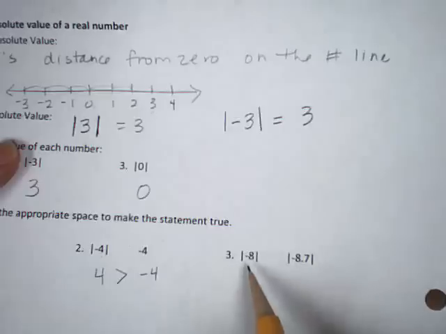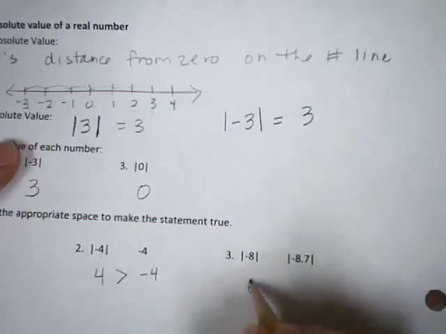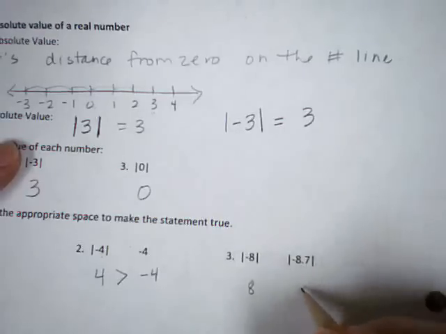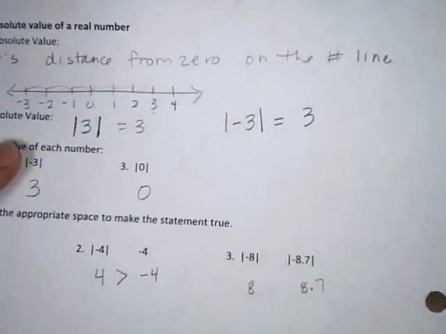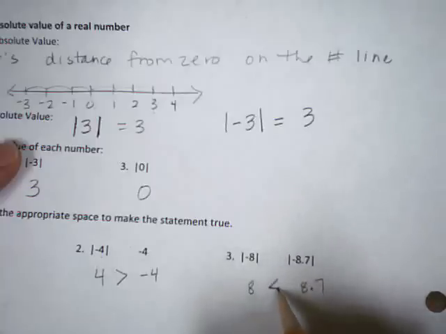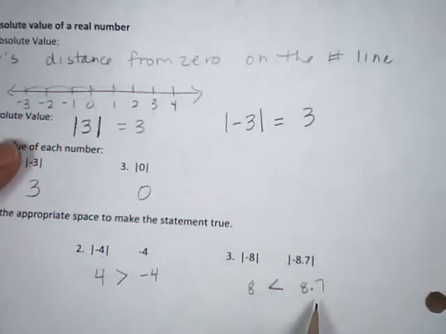Number 3, the absolute value of -8 would be positive 8. The absolute value of -8.7 is positive 8.7. So 8 is less than 8.7.